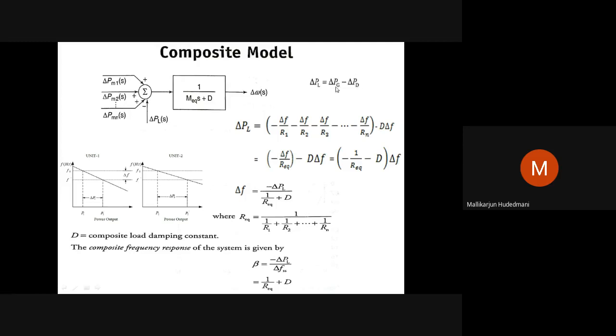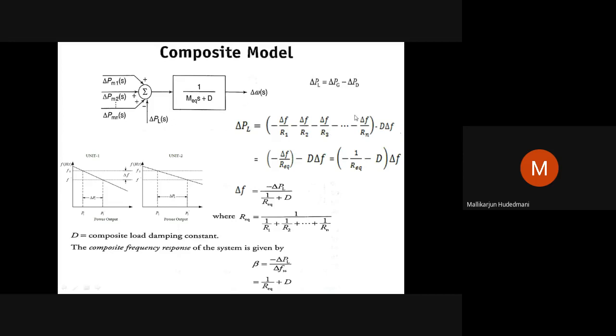But how is this shared? Demand is shared by the different generators, given by delta F by R1 in proportion to the capacity, minus delta F by R2 for the second generator, third, fourth, fifth, nth generator. If I have n generators in concurrent operation here, all the generators respond according to their droop nature. So delta PL is addressed as minus delta F by R1 minus delta F by R2 all together, minus the area response for the change in frequency.